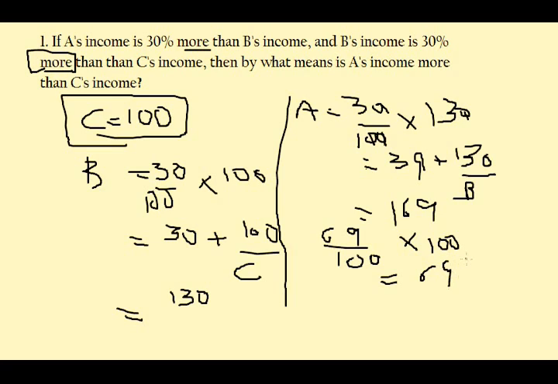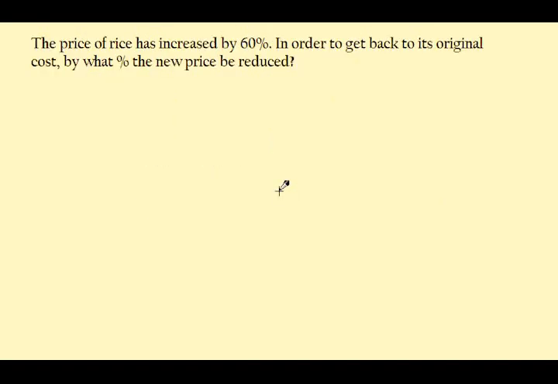So in this way we have to solve each and every problem where we need to assume in some cases, as we assumed here C's income as 100%. It is not needed that it should be assumed in every case, but it should be assumed so that you can get a better answer. I hope you have understood the previous problem.